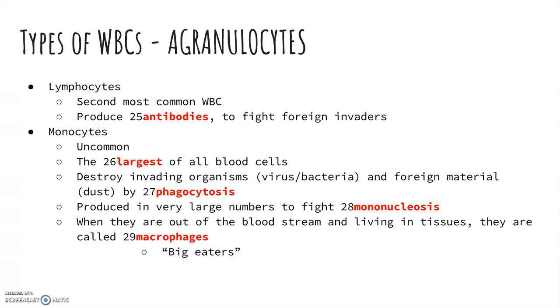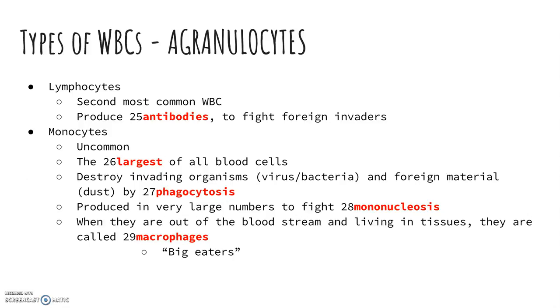So the first one is lymphocytes. They're the second most common white blood cell that you have, and they produce antibodies. When you look at a picture or a diagram of blood cells, usually when they point out something and just say, generically, that's a white blood cell, it's usually a lymphocyte that they're pointing at. They produce antibodies to fight foreign invaders.